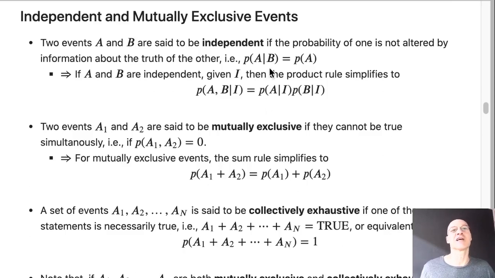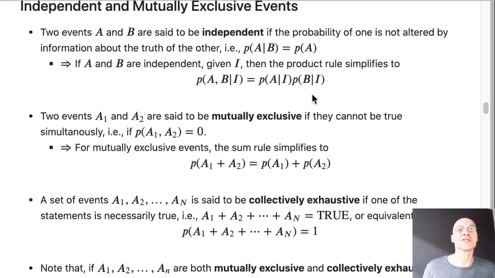For instance, if I have two events, A and B, and we know that the truth value of B has no effect on the truth value of A, then they are independent. Technically, that means that the probability for A, given that B is true, is the same value as the probability for A. That also means that the product rule basically simplifies into the product of the probability for A times the probability of B.